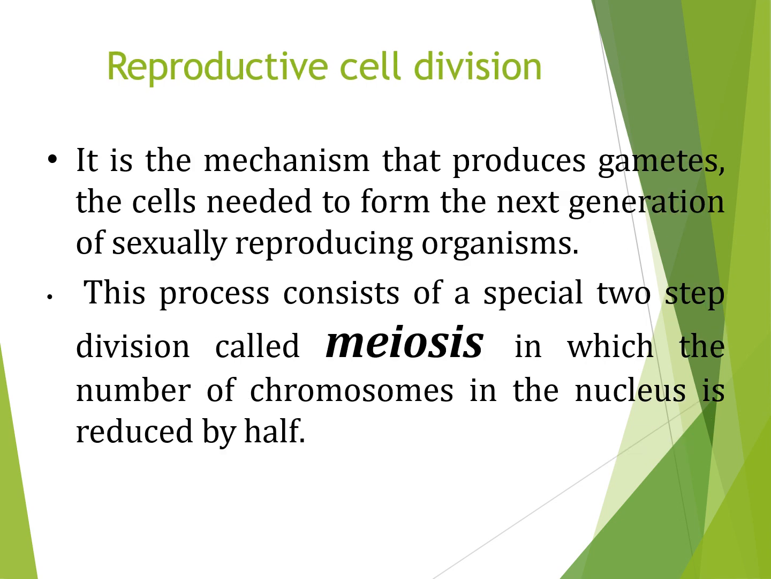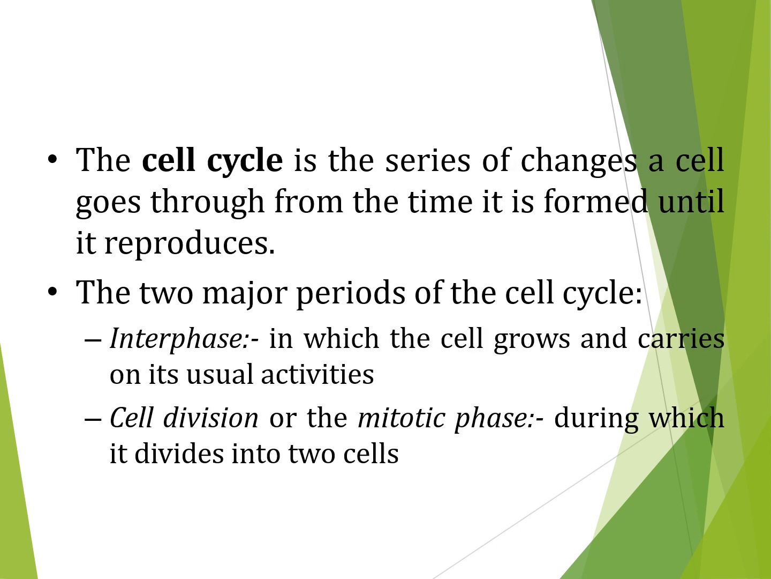Reproductive cell division mainly occurs in the germ cells. We call it meiosis cell division. Here, the parental cell's chromosomes are reduced by half, not an exact copy of the parent. Next we are going to see how the cell cycle events occur in each stage during cell division.